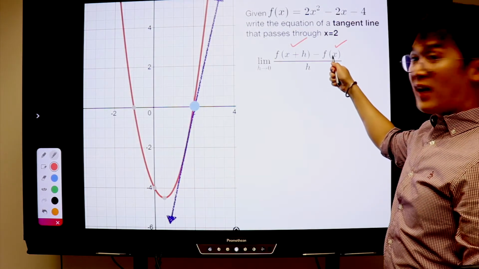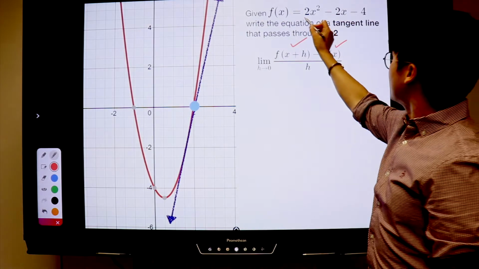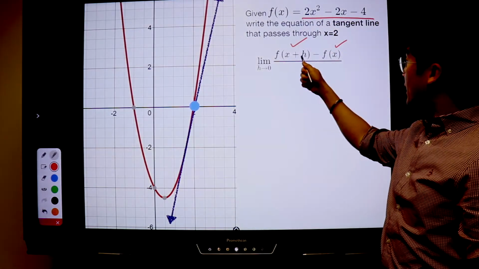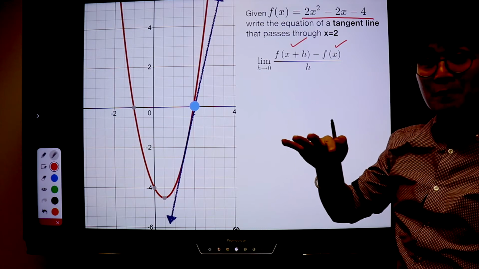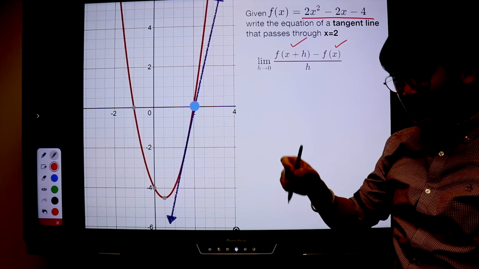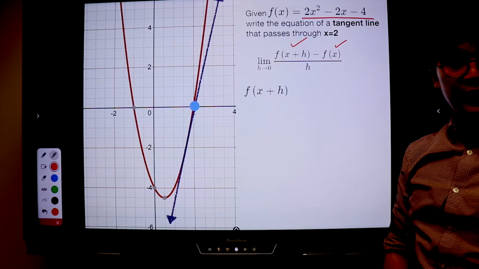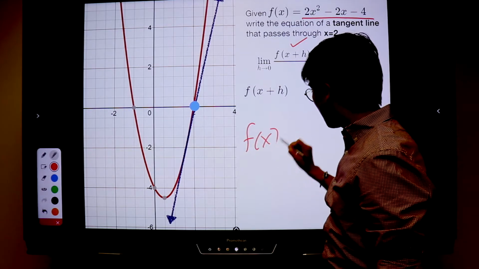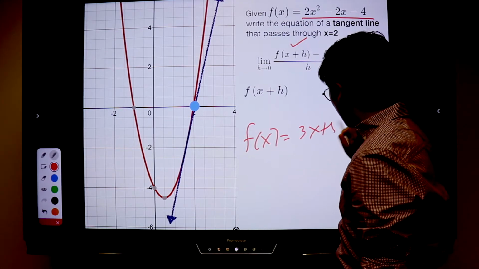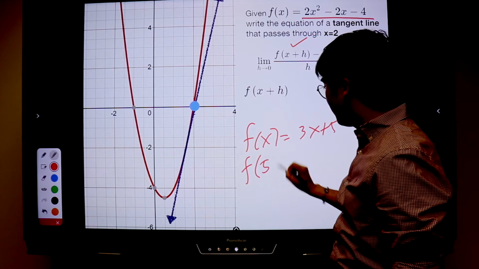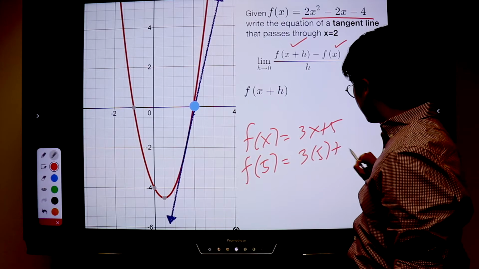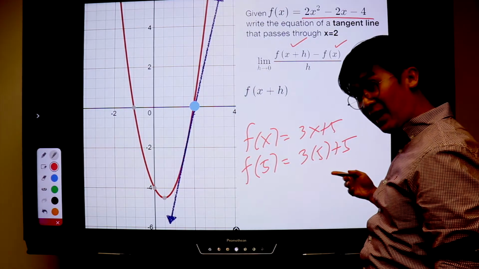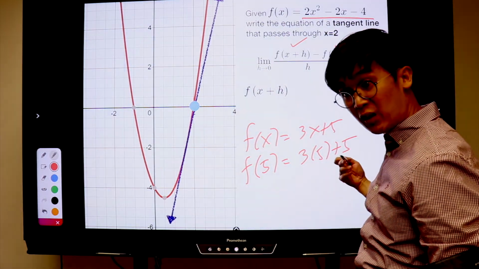Do we know what f of x is? Yes. Do we know what f of x plus h is? Not yet, but we can find it, right? How are we going to find f of x plus h? If I have f of x equal to 3x plus 5, how am I going to find f of 5? By plugging in 5. Are we plugging in 0? Right? Yes, by plugging in 5 to the value of x.